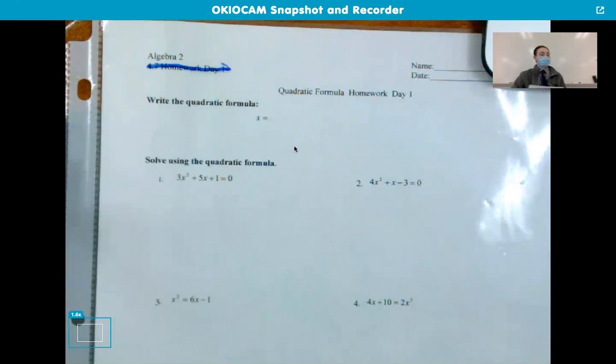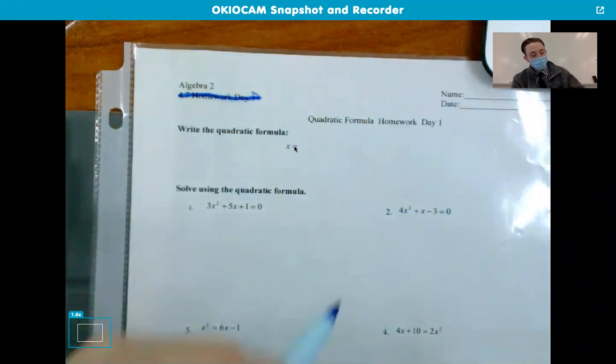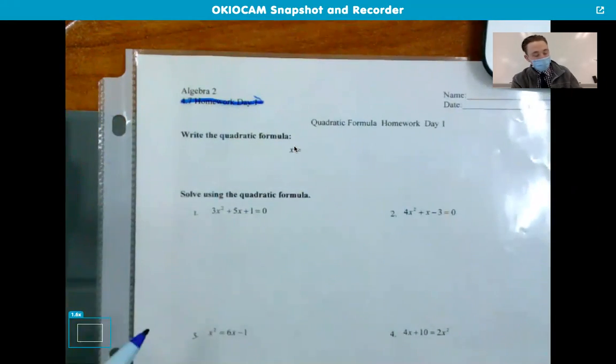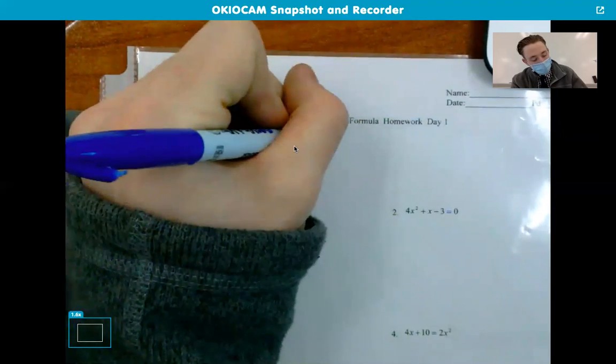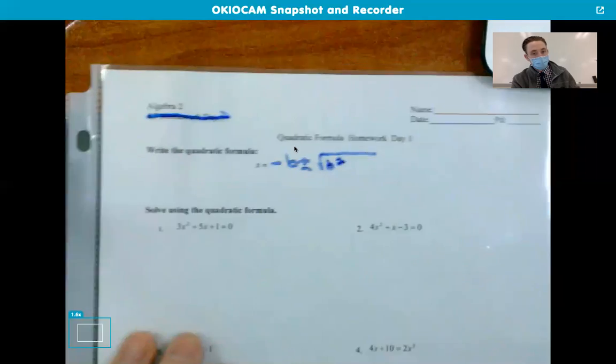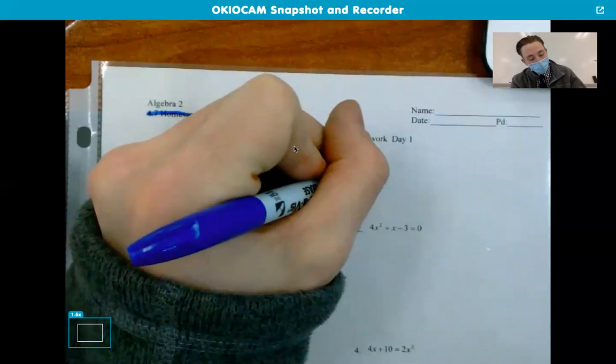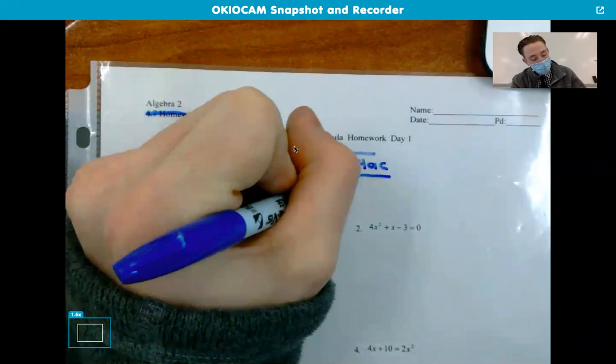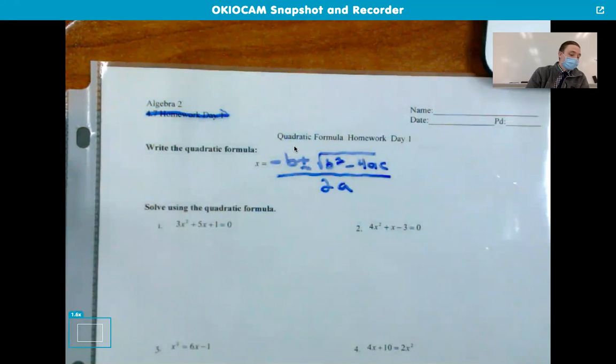Does anybody feel confident in telling me what the quadratic formula is? Just the most generic form of it? I can try. All right, go ahead. X equals negative b plus minus the square root of b squared minus 4ac divided by 2a. Nice. Good job. So it's x equals negative b plus or minus the square root of b squared minus 4ac all over 2a. Something that you're going to need to commit to memory.